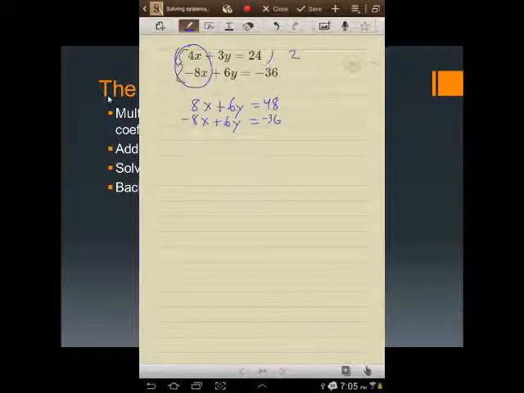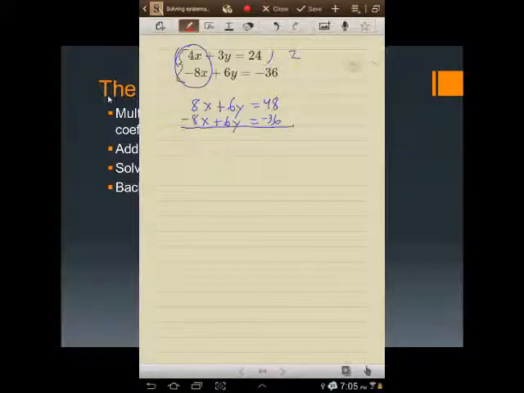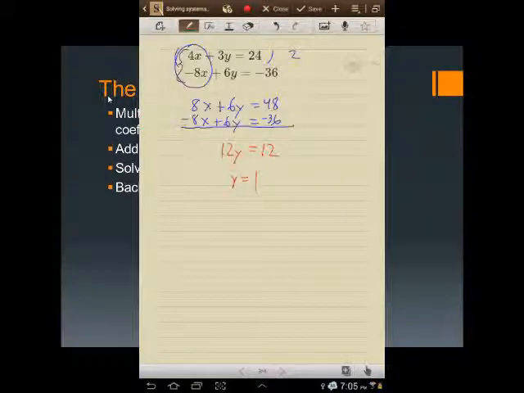Now sometimes you will have to multiply the second equation by something also. Alright. The important step, which is usually the shortest step, is when you add, the x's cancel. 6y and 6y is 12y. 48 minus 36 is 12. Oh, that's nice. Divide, you get y equals 1. Beautiful.